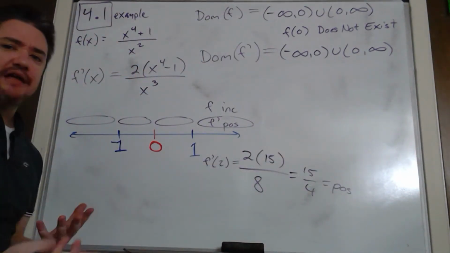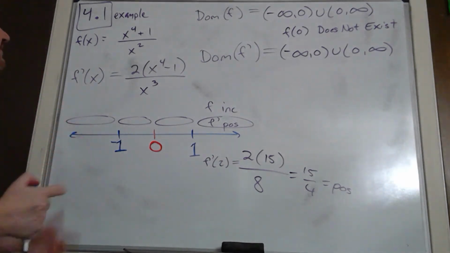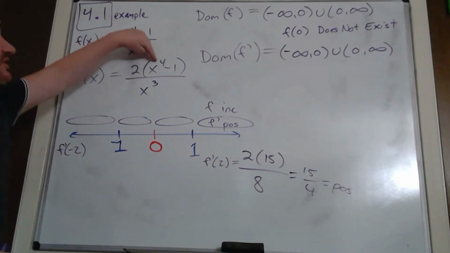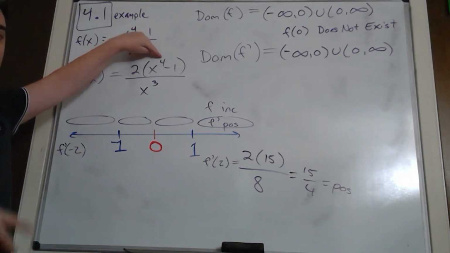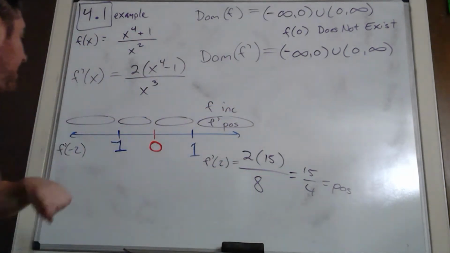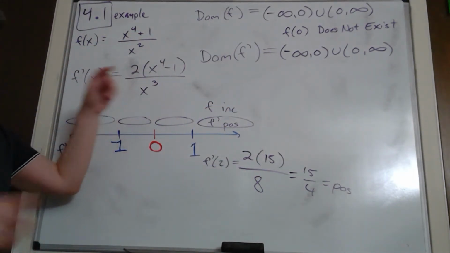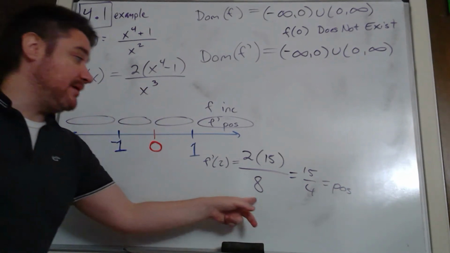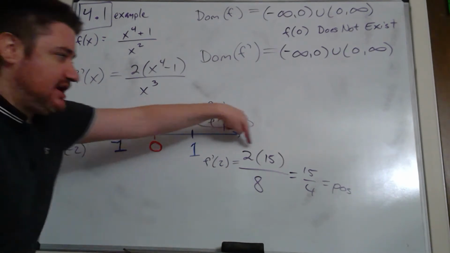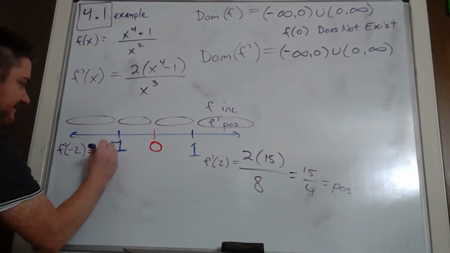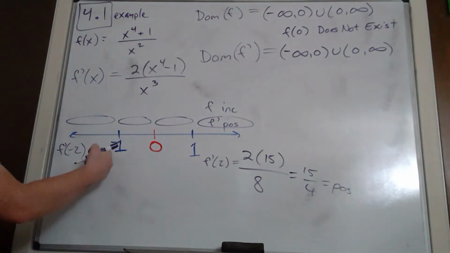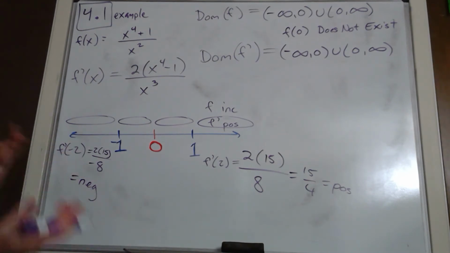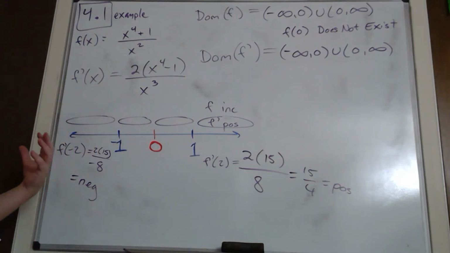Let's think about even functions, odd functions, right? I love that concept because it saves us time. If I do f prime of negative 2, well, negative 2 to the 4th and positive 2 to the 4th are identical, right? They're both going to give me that positive 15. However, negative 2 cubed is going to give me negative 8, where positive 2 cubed gave me positive 8. So I'm going to get 2 times 15 over negative 8, which is now positive over negative, which ultimately is negative.